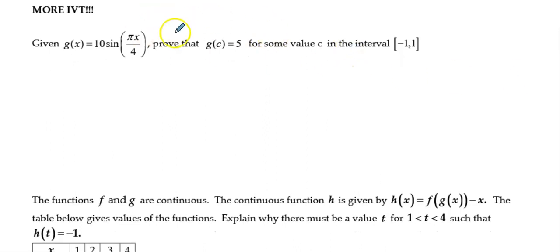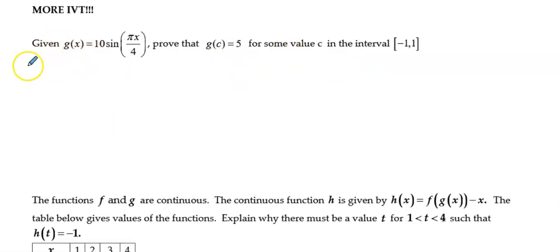And so I wanted to give you guys an example where it's not a root. So this says, given the function g of x, which is equal to 10 sine of pi x over 4, prove that g of c equals 5 for some value c on the interval from -1 to 1. So I'm going to do this one a little bit differently, and hopefully it makes more sense to you guys of what we're going to do.